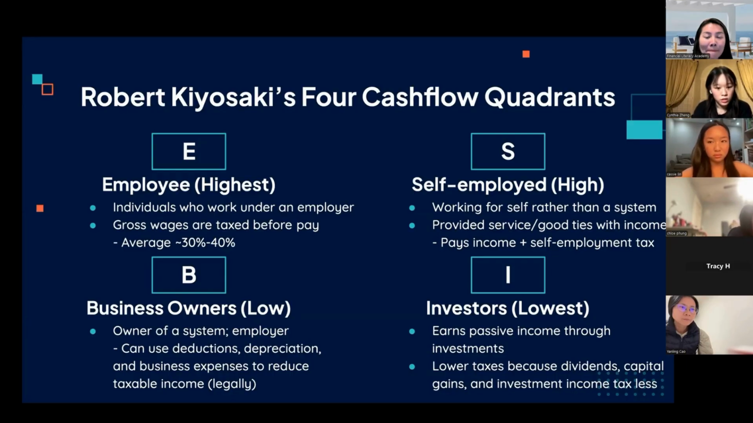The third is business owners, which is lower. They're the owner of a system and they're the employers that hire the employees. They are able to use the business to reduce taxable income legally with deductions, depreciation, and business expenses, which are tax deferred or tax free in comparison to personal expenses.